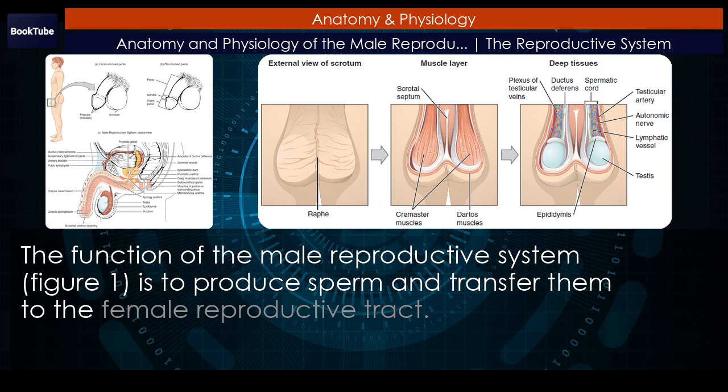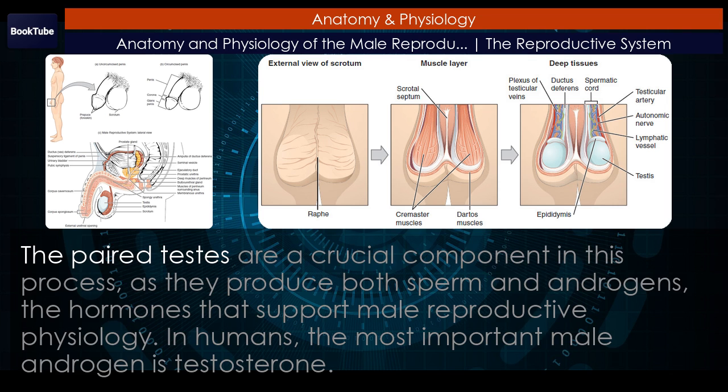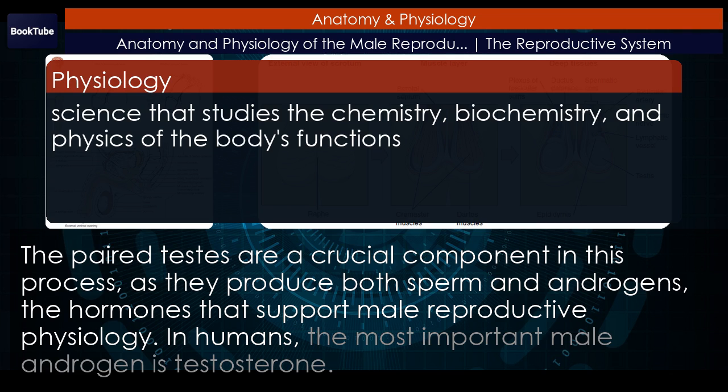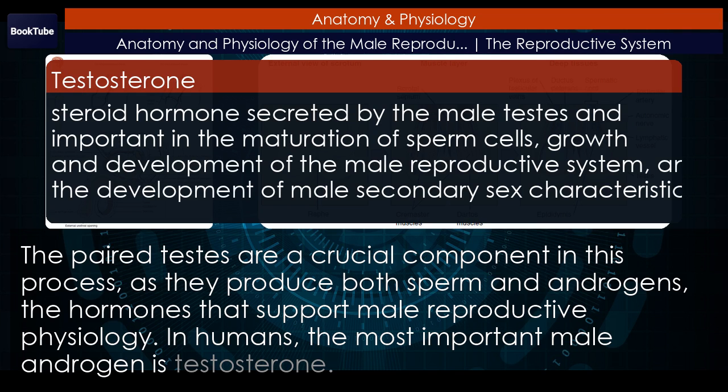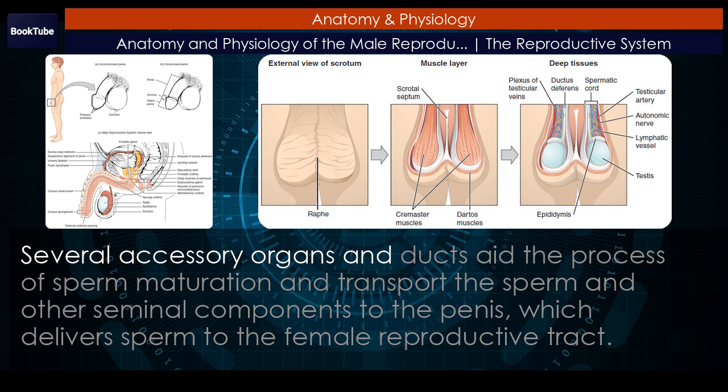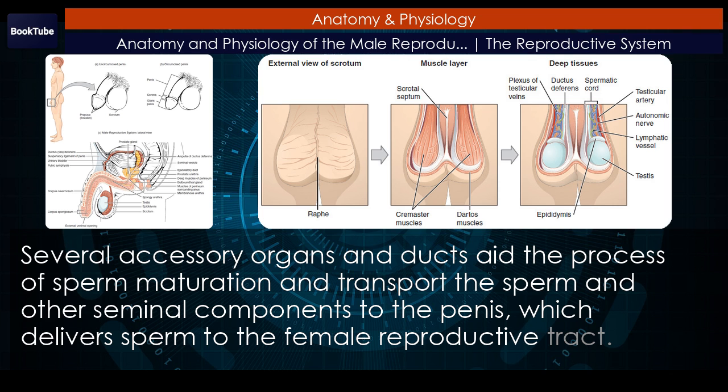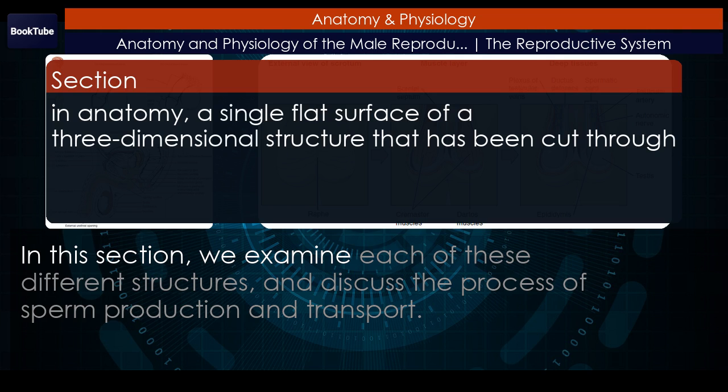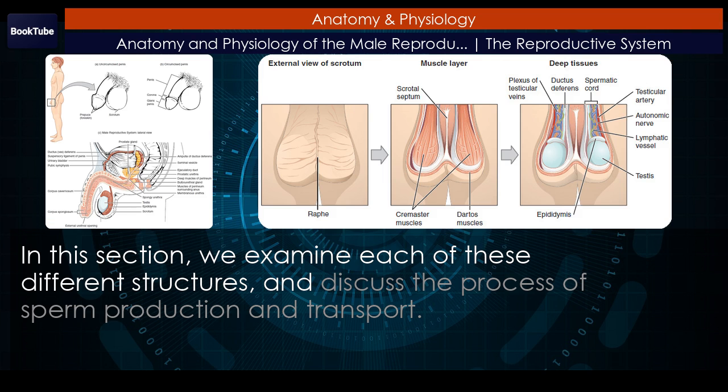to the female reproductive tract. The paired testes are a crucial component in this process, as they produce both sperm and androgens, the hormones that support male reproductive physiology. In humans, the most important male androgen is testosterone. Several accessory organs and ducts aid the process of sperm maturation and transport the sperm and other seminal components to the penis, which delivers sperm to the female reproductive tract. In this section, we examine each of these different structures and discuss the process of sperm production and transport.